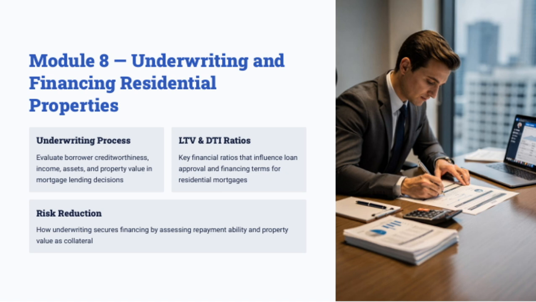Two of the most important are the loan-to-value ratio, or LTV, and the debt-to-income ratio, or DTI. These ratios help lenders gauge how much borrowing capacity a borrower has and how comfortably they can handle additional debt. When evaluating a mortgage application, underwriters look closely at the borrower's creditworthiness, which includes their income, assets, and overall financial health. They also assess the property's value to make sure it supports the loan amount requested.